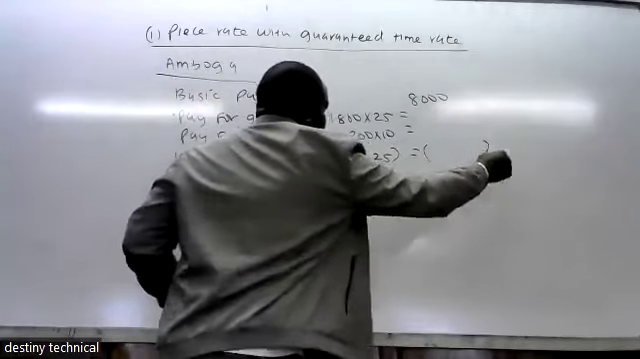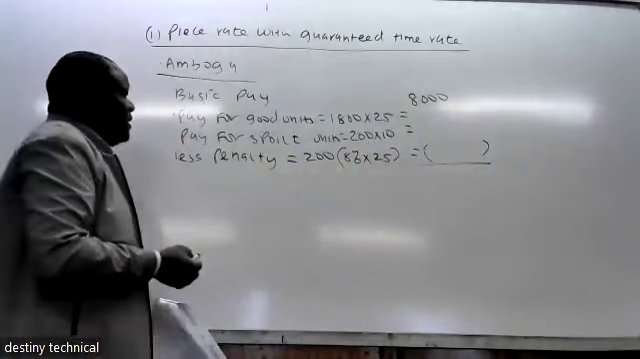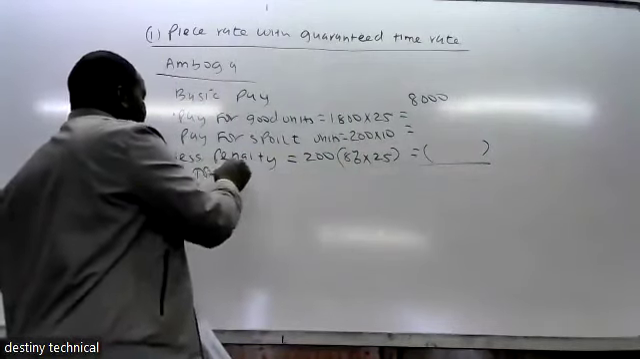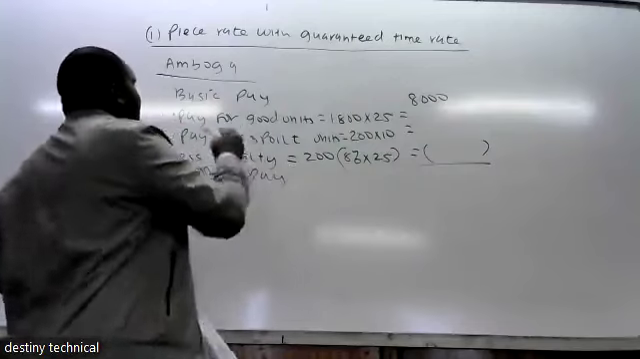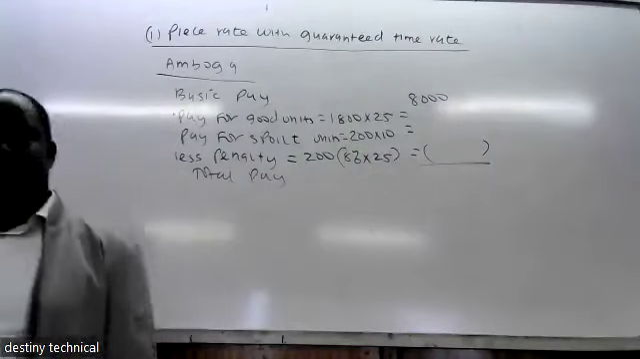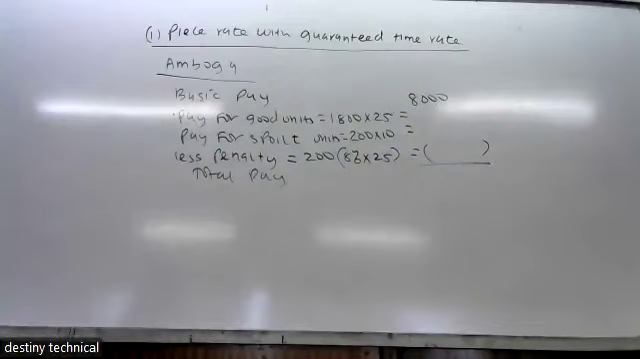But this one you subtract, so that you now get the total salary, the total pay for a Abongo, so that you get the total pay for Abongo. So you give me the figures.